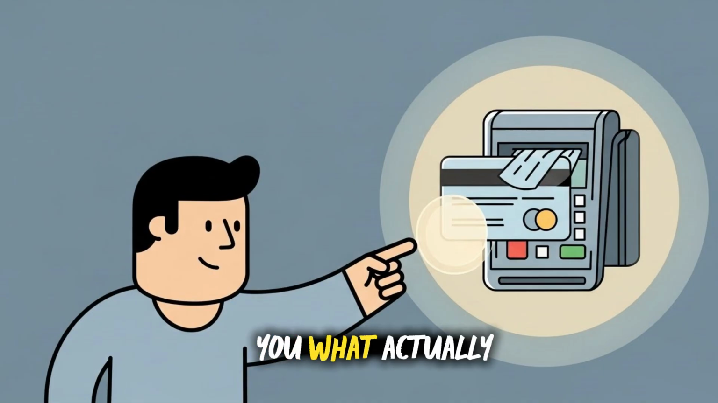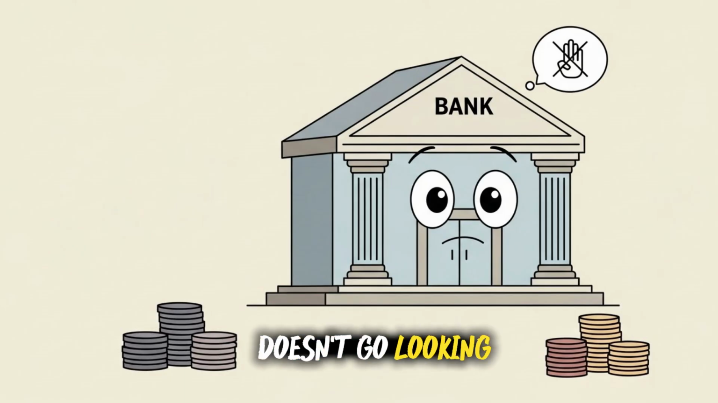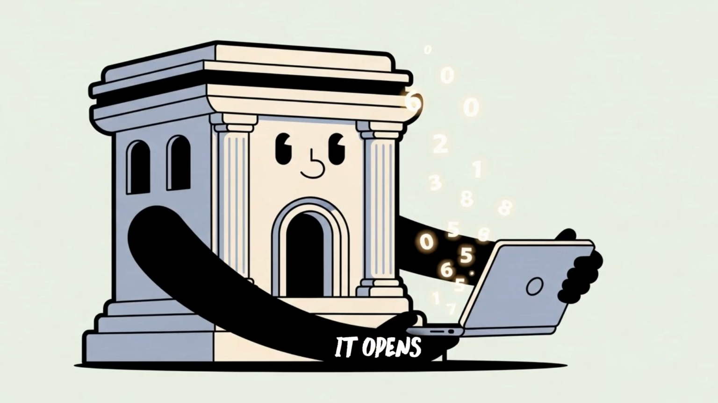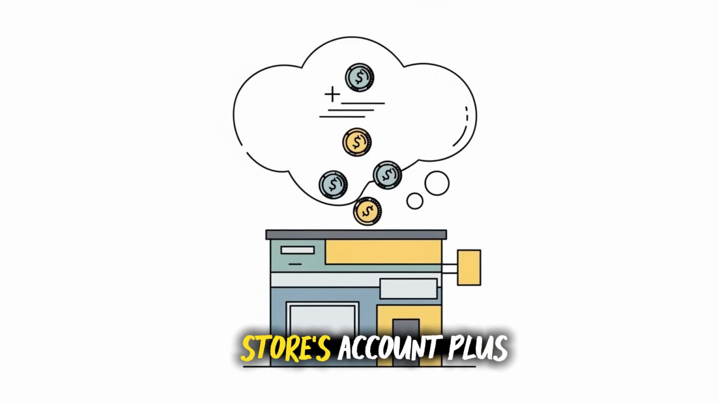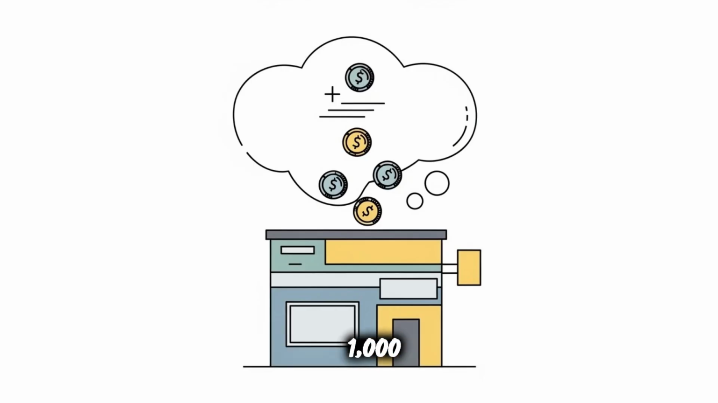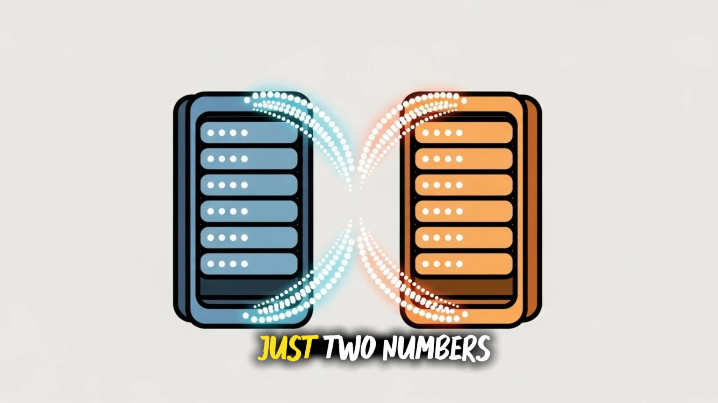Let me show you what actually happens in the few seconds after you tap your card. Imagine you buy a 1,000-rupee jacket. Your bank doesn't go looking for someone else's 1,000 rupees to give to the store. Instead, it opens its computer system and types a number. Your account minus 1,000. The store's account plus 1,000. That's it. No truck, no transfer of physical money. Just two numbers changing in two databases.